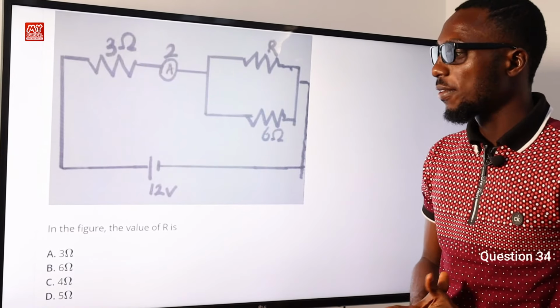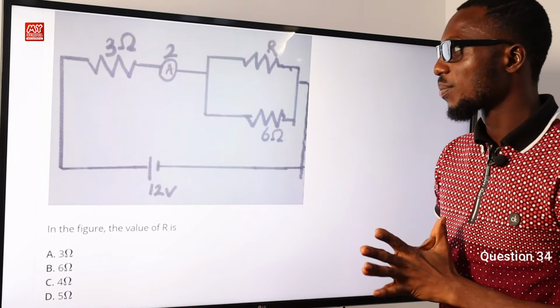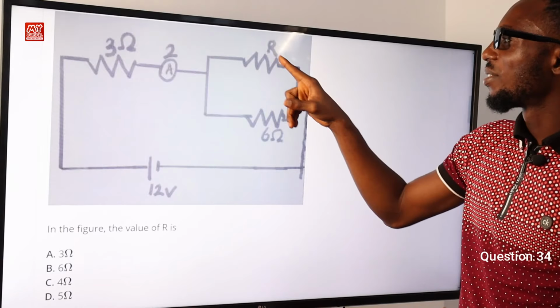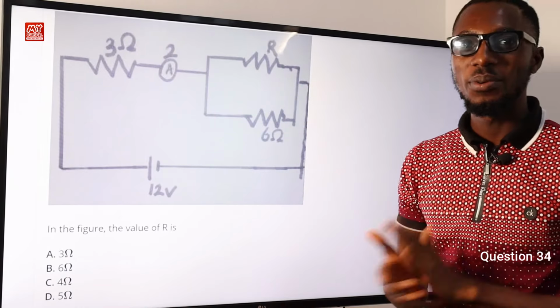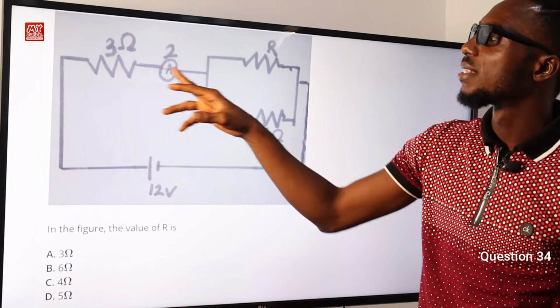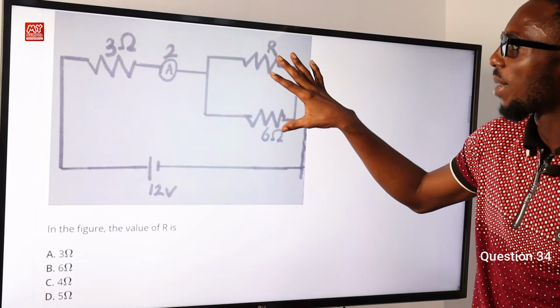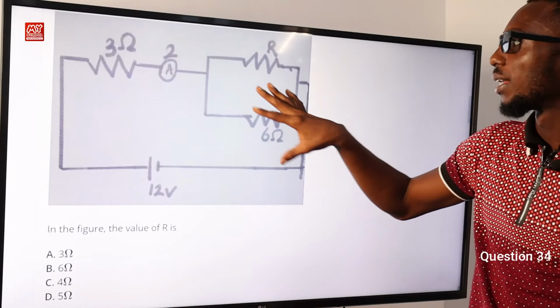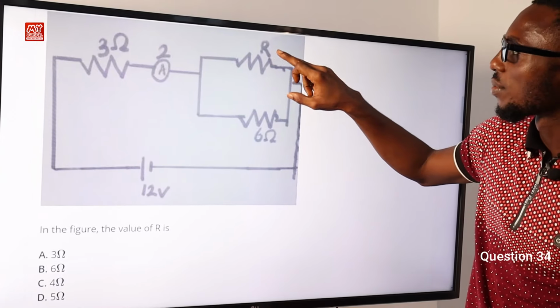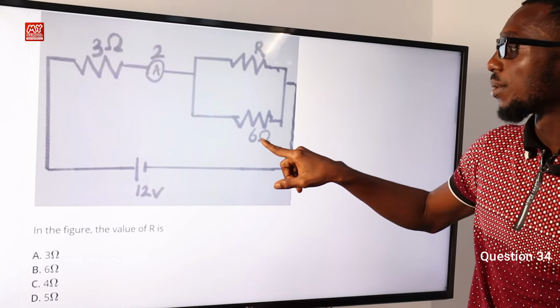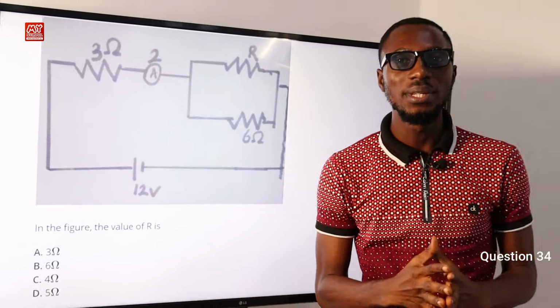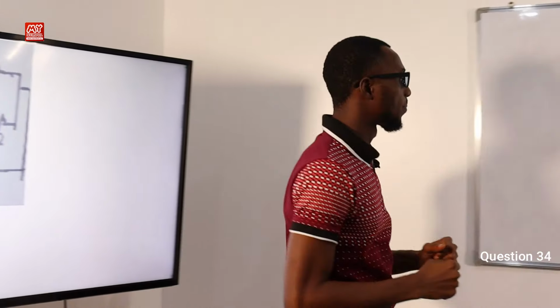34. In the figure, the value of R is what? So this is an arrangement in parallel. When we bring them together, we'll get an arrangement that aligns with this in series. So at first, we have to solve this in parallel. So that will give us 1 over R parallel equals 1 over R plus 1 over 6. Let me show you what I mean using our whiteboard.